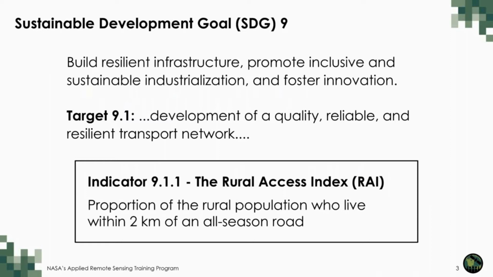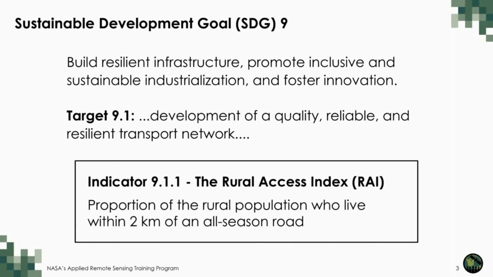Sustainable Development Goal 9 aims to build resilient infrastructure, promote inclusive and sustainable industrialization, and foster innovation. As part of Target 9.1, the development of a quality, reliable, and resilient transport network falls under this goal. Good transport connectivity supports inclusive and sustained economic growth and social well-being by facilitating access to local, regional, or global markets, as well as access to social and administrative services.